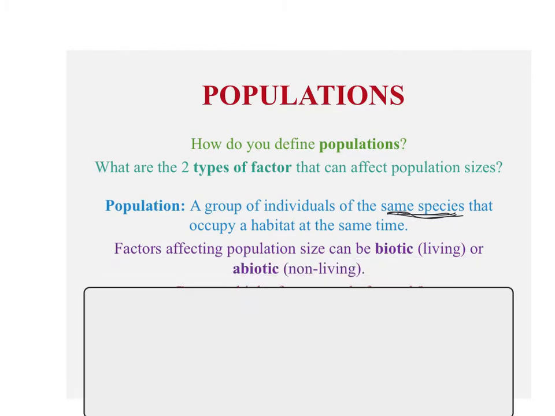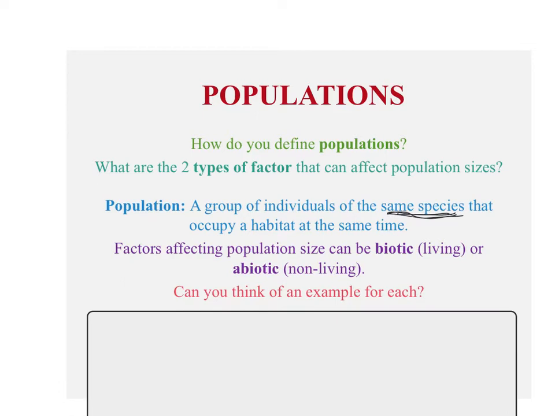And these factors affecting populations can be either biotic or abiotic. We had a look at these when we went through the title and the learning objectives. Biotic factors are those which are living, whereas abiotic are non-living factors. Can you think of an example of each? We've had a talk about a few of the biotic factors so far today, but abiotic is potentially even more important for the survival of a species.